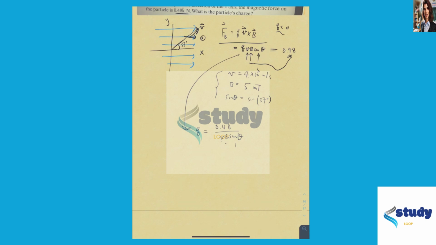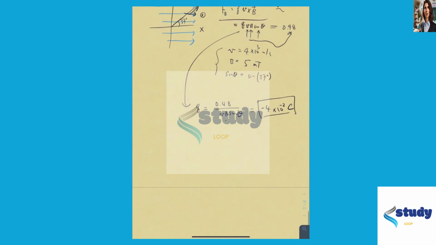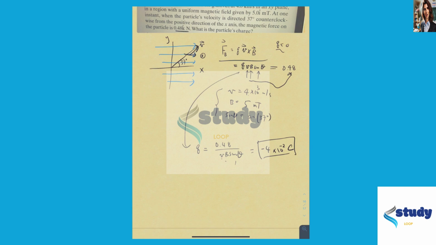You will find the answer. I'm not going to do that here, but I encourage you to verify the answer by yourself. Let me just tell you that the answer is -4 times 10 to the power of -2 coulombs. Okay? This is the answer to this problem. Like I said, it has to be negative: -4 times 10 to the -2 coulombs. Okay, this is the answer. I will see you in the next video.